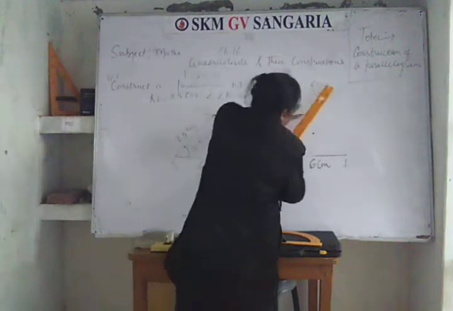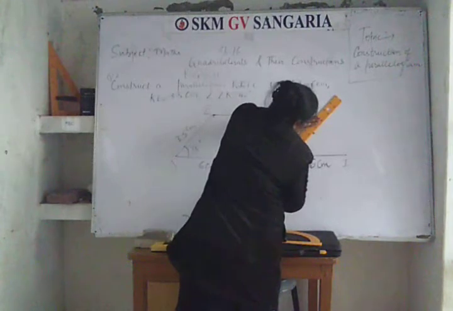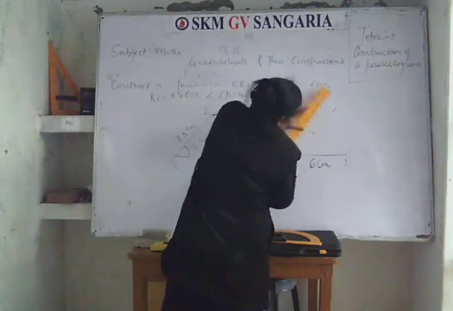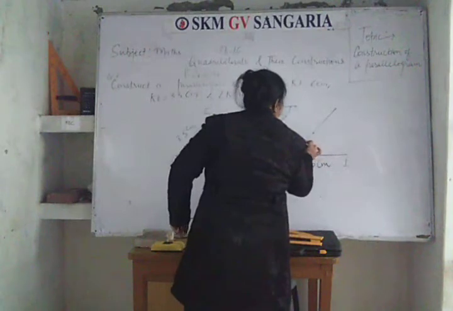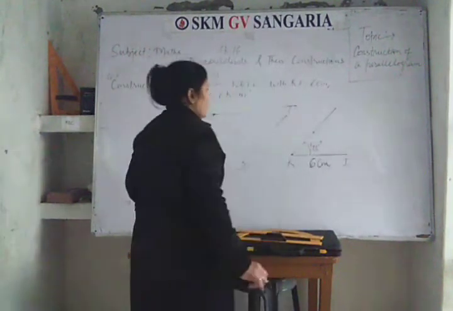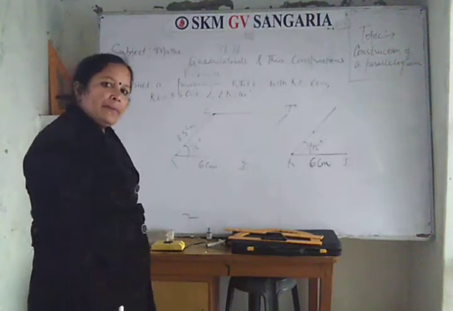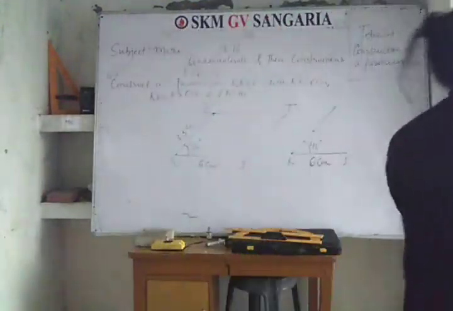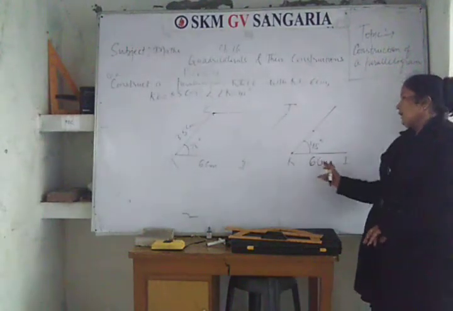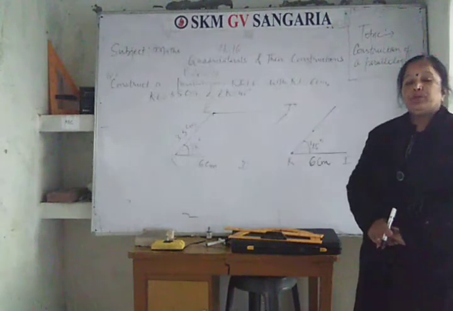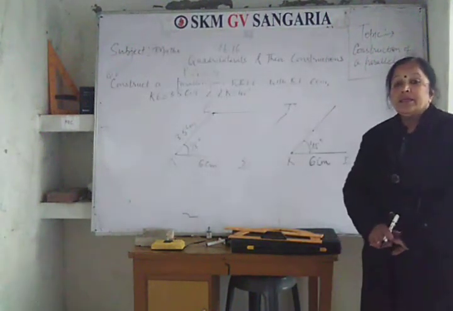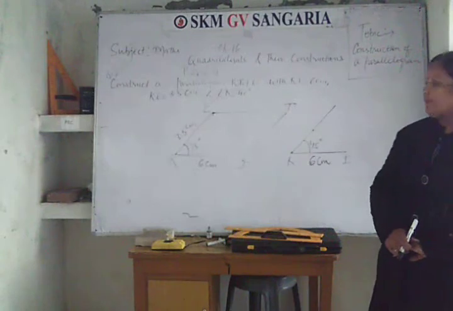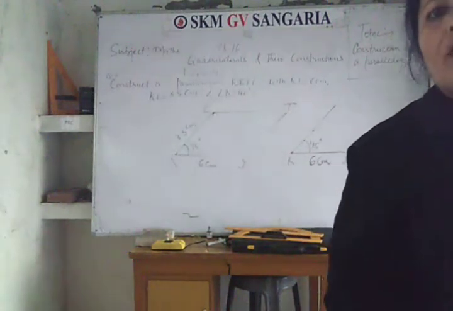Taking K as center, draw a line segment here. This is angle 45. Now you will also write the steps of construction. Step 1: draw KI equal to 6 centimeters. Step 2: taking K as vertex, using a protractor, construct an angle of measure 45 degrees.